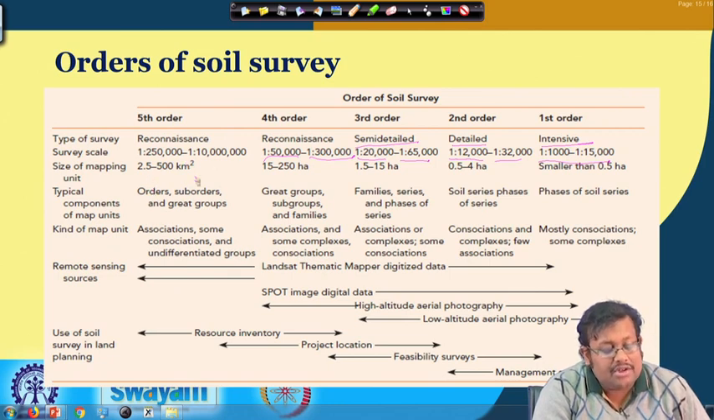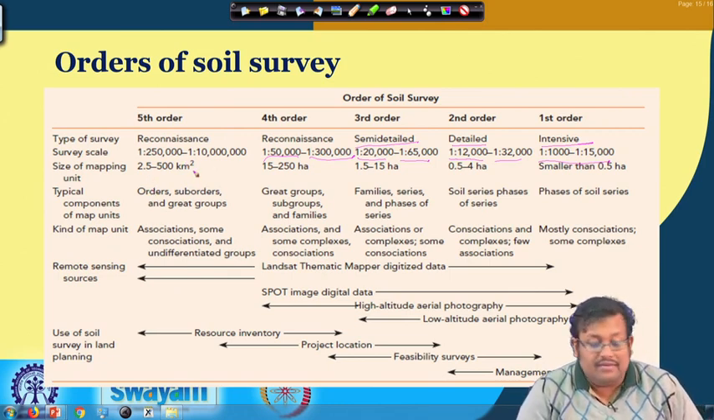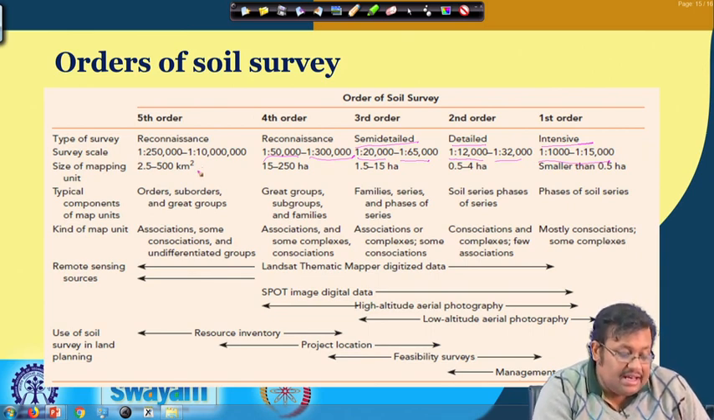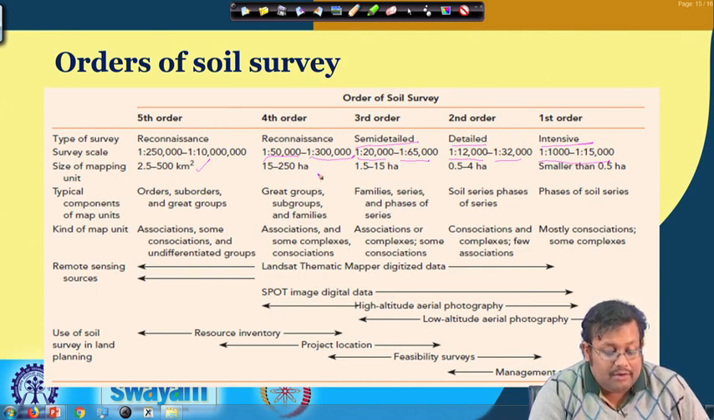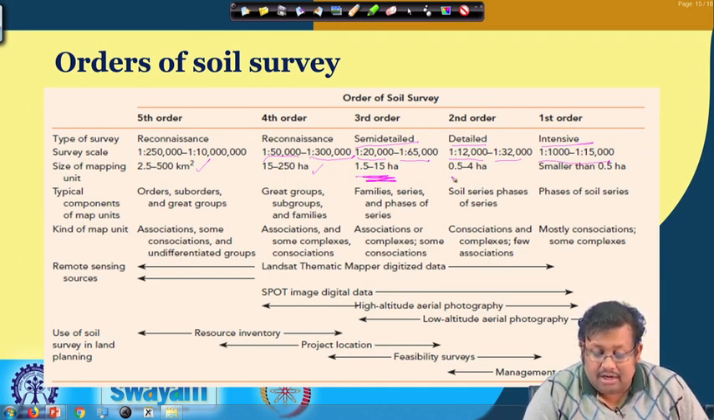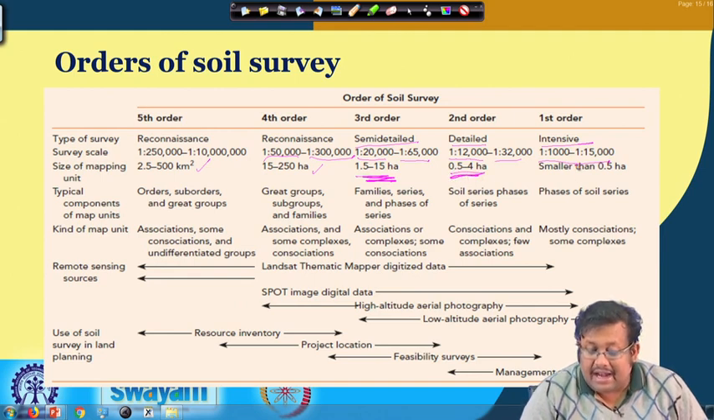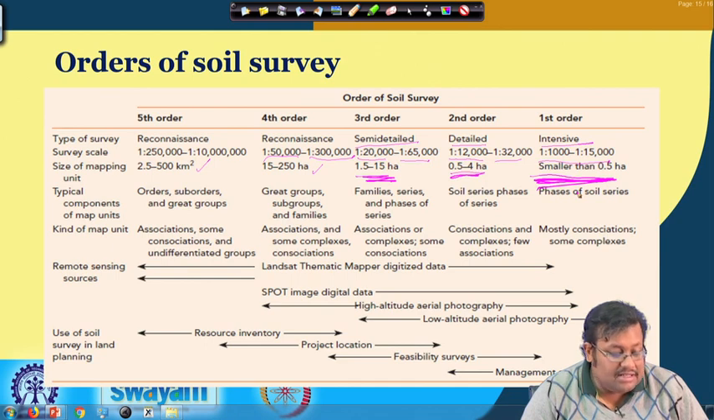The size of mapping units also varies from fifth order to first order. Obviously, in the case of fifth order, the area is quite large. It varies from 2.5 to 500 square kilometers, and in fourth order it varies from 15 to 250 hectares. In third order it varies from 1.5 to 15 hectares. In second order it is more detailed, that is 0.5 to 4 hectares, and in the first order smaller than 0.5 hectares. So it is a more detailed soil survey.